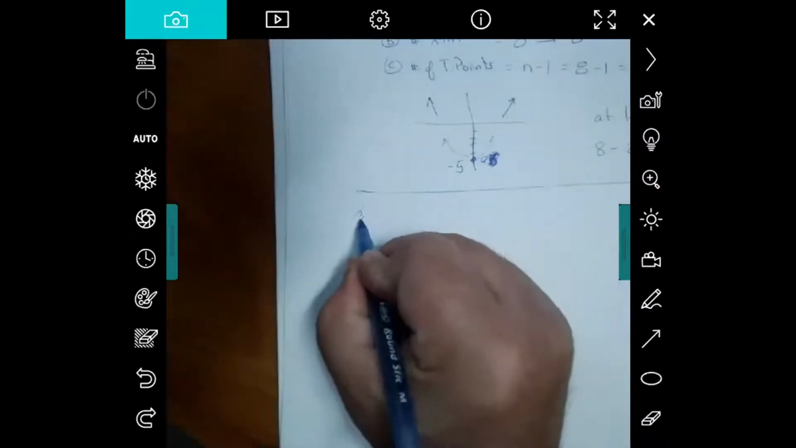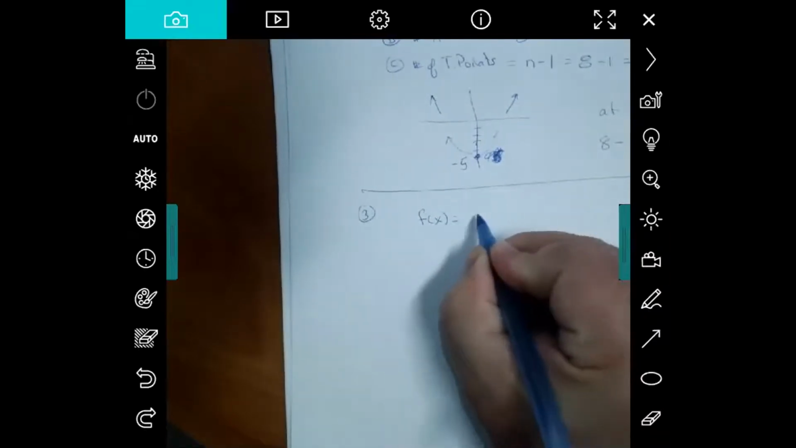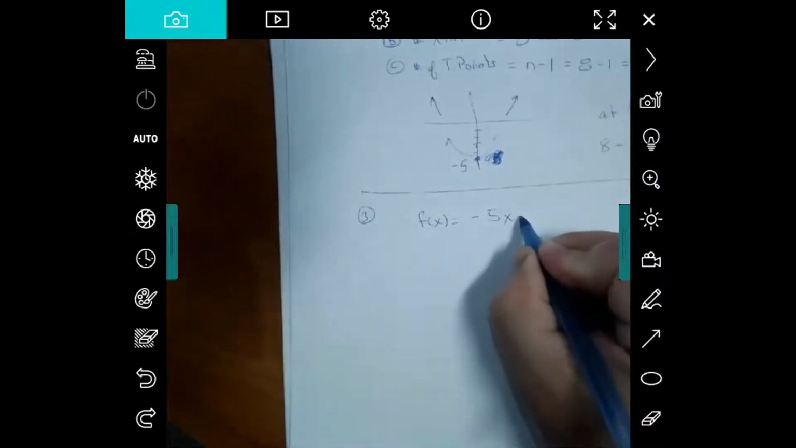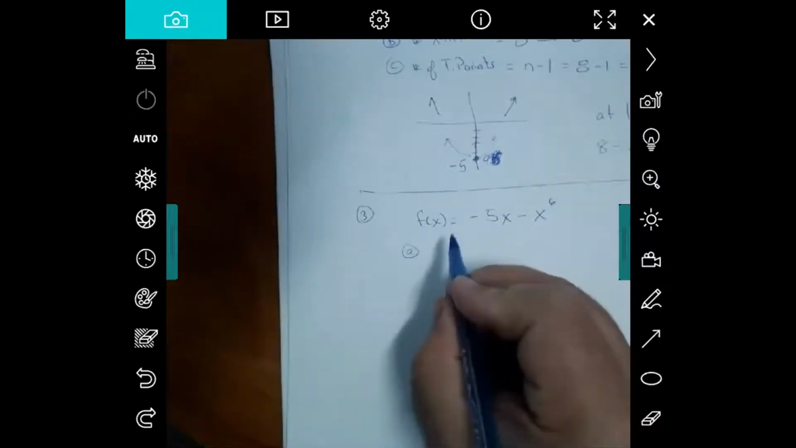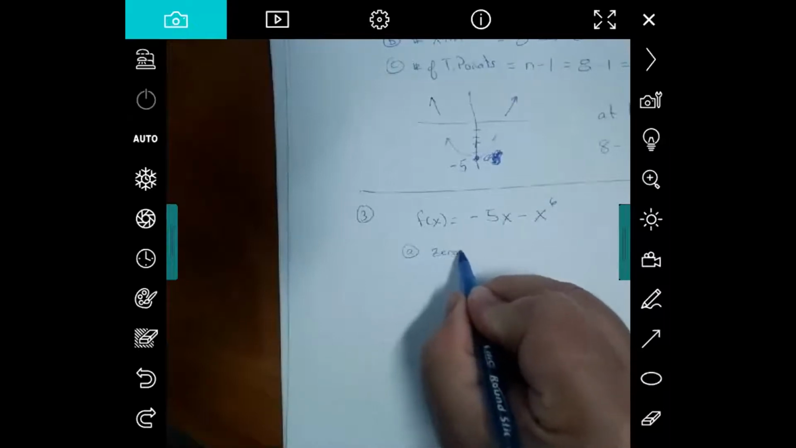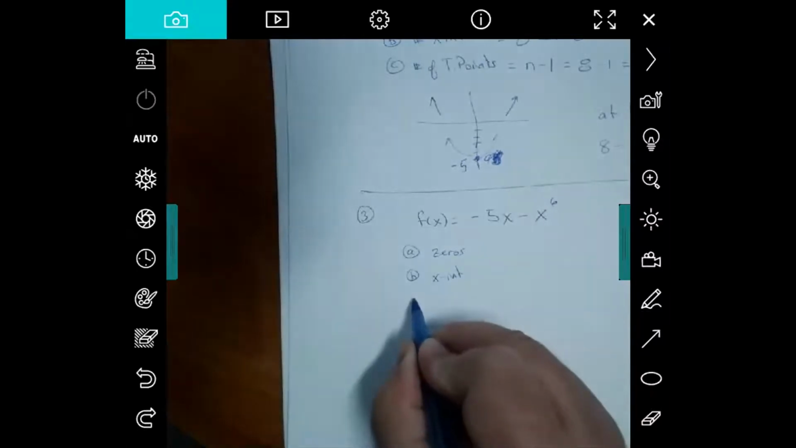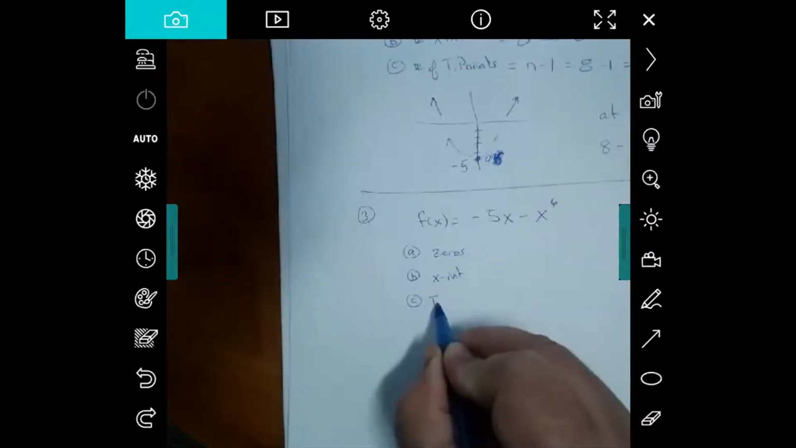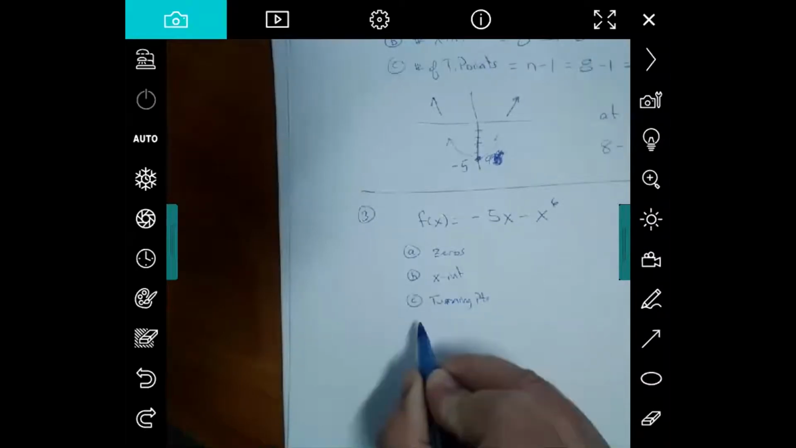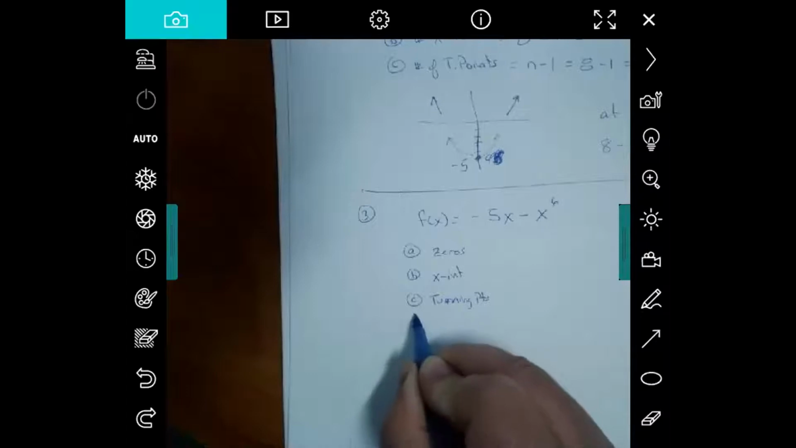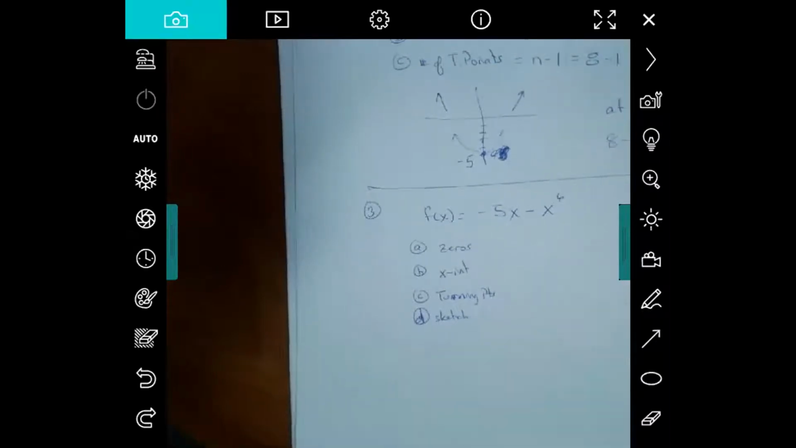Same thing for question number 3. F of x equals -5x minus that. Find the zeros, x-intercepts, turning points, and let's do a sketch of the graph.